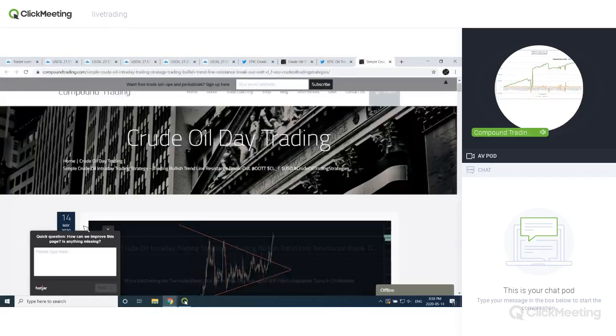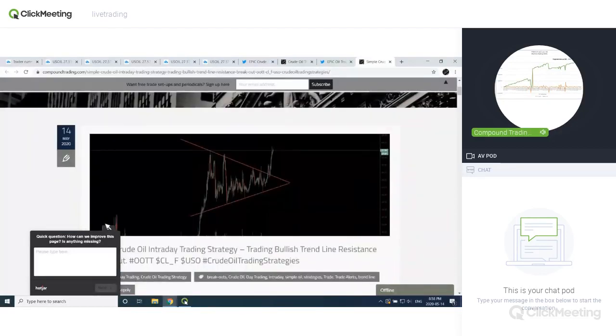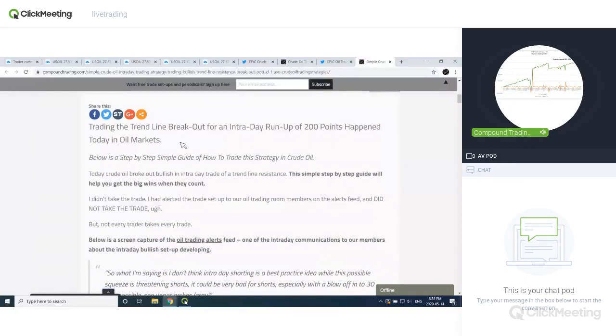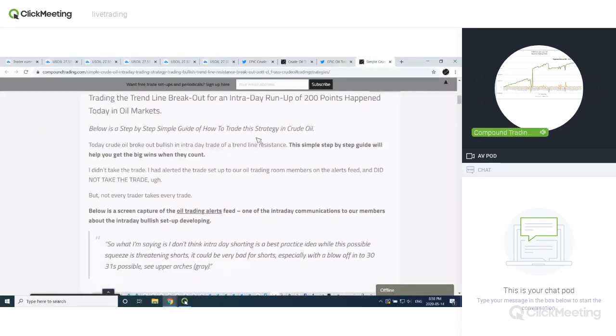And then if you go to the actual article itself, it reads: trading the trend line breakout for an intraday run up of 200 points happened today in oil markets. Below is a step-by-step guide of how to trade this strategy in crude oil.